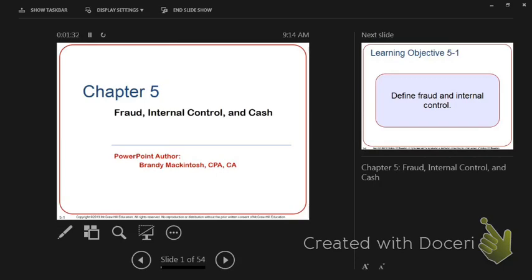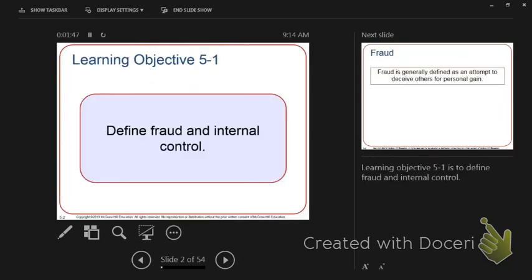The bigger the business, the more bank reconciliations they're going to do. If you're a small business, you might still check your phone. All right? A sole proprietorship can have an idea of what's going on. But you really need to do a bank reconciliation when you're running a business. So we'll start with fraud and start with the definition of fraud.